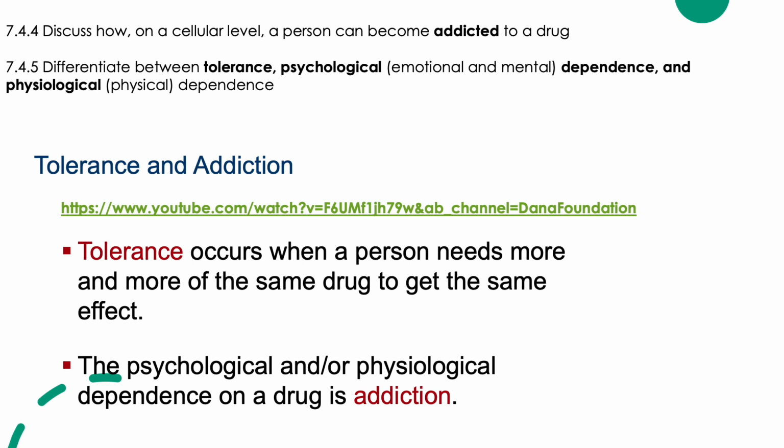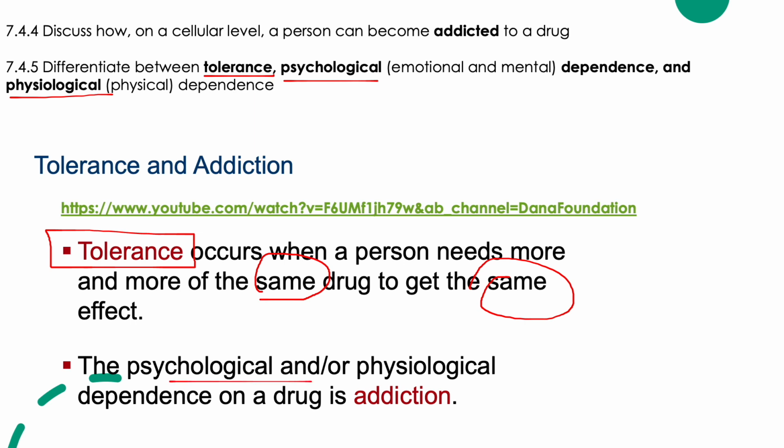In this KPI, we will discuss and differentiate between tolerance and the two types of addiction, the psychological and the physiological addiction. First of all, tolerance, we discussed it already in the vocabulary, occurs when a person needs more and more of the same drug for the same effect. So remember, the same and the same. The psychological and the physiological dependence on a drug is called addiction. We discussed it already: psychological is for the emotions and physiological is for the body activities. Let us have a look at the practice questions to discuss more.